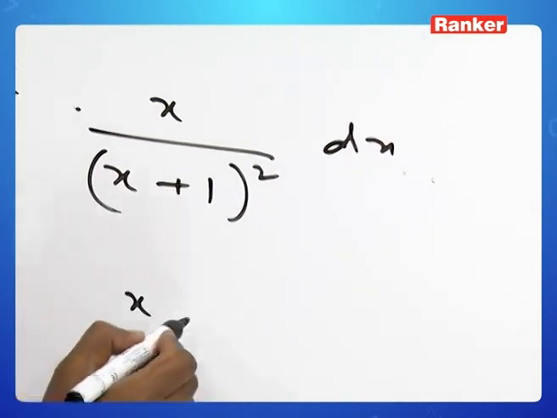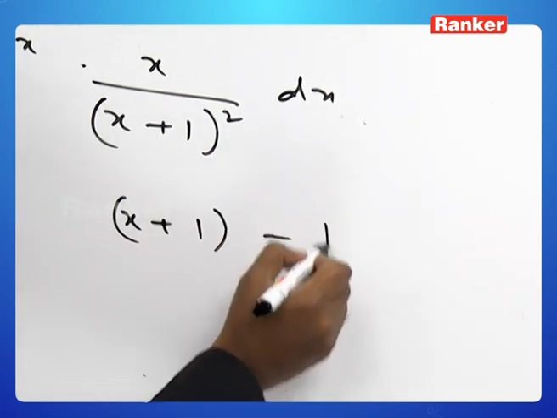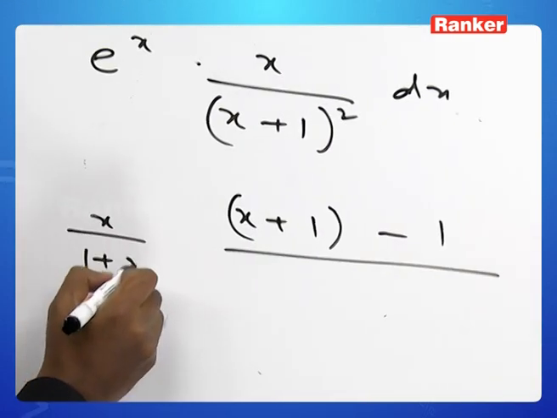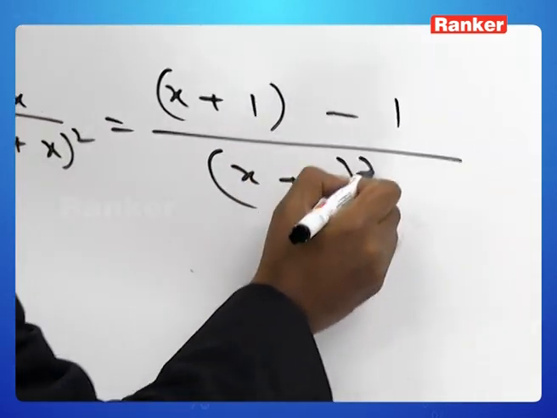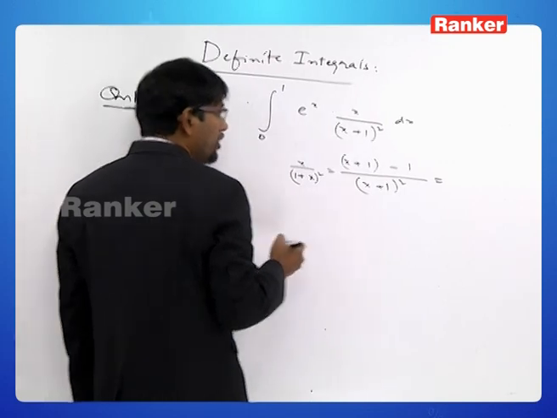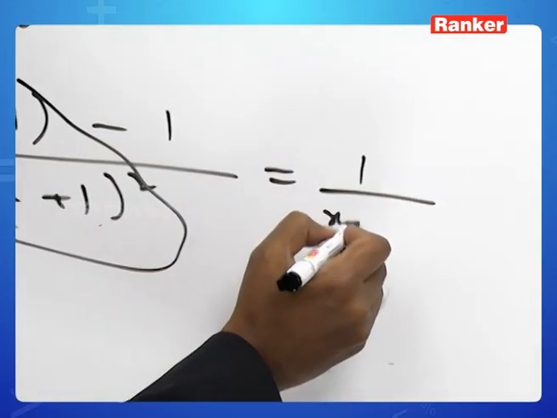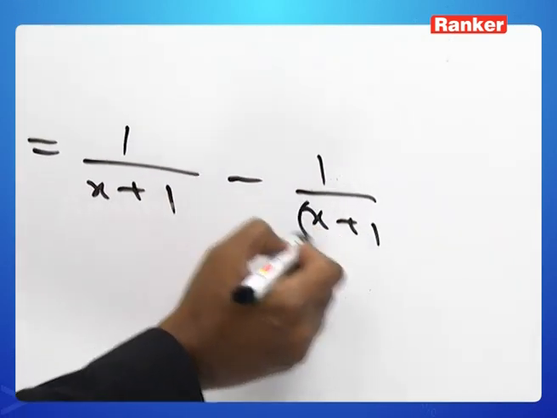This x by (1 plus x) whole square, we'll add and subtract a 1 here. x by (1 plus x) whole square, I am going to write like this, and split it into two partial fractions. So x by (1 plus x) plus 1 by... that makes it 1 by (x plus 1) minus 1 by (x plus 1) whole square.